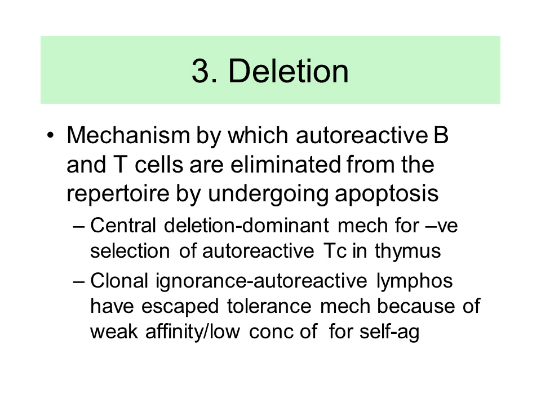And if it happens at the central level, which is the dominant mechanism, we have negative selection for autoreactive T cells in the thymus. So we'll pick up all those cells and just let them die.